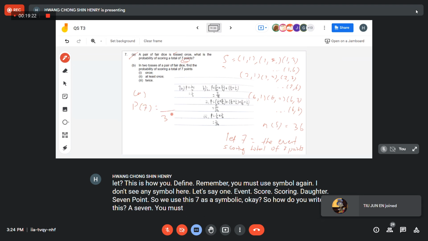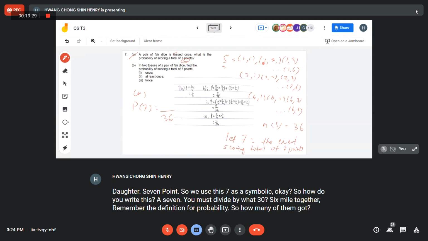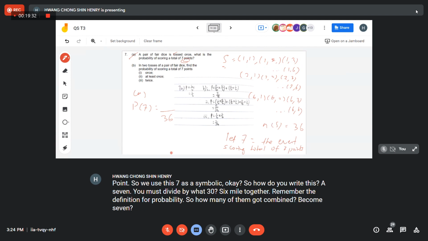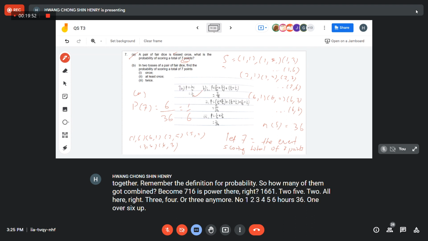You must divide by what? 36 altogether. Remember the definition for probability. So how many of them combine to become 7? 1,6, 6,1, 2,5, 5,2, all are here, right? 3,4, 4,3. Any more? No. 1, 2, 3, 4, 5, 6 out of 36. 1/6. Any more questions?